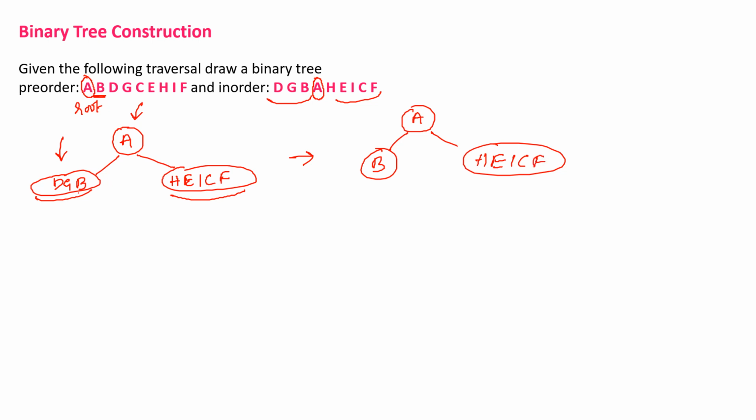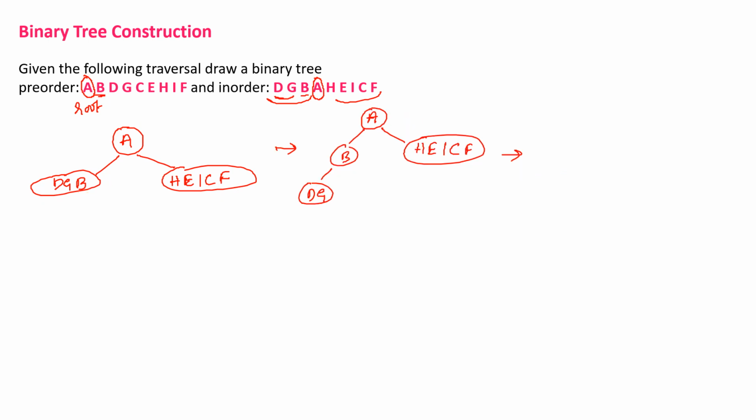Now we are supposed to decide whether D and G are in the left subtree or the right subtree. For that again check the inorder. On B's left side we have D and G. So that means on B's left side we write D and G, and they are the left subtree nodes. Now we are supposed to decide which node among these two nodes is the parent here. For that, check the preorder. The next node in the preorder traversal is D. So that means D is the parent.